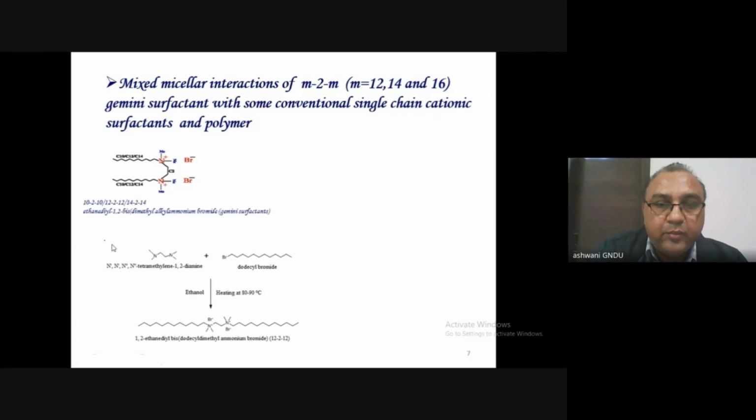Tetraethylene diamine is mixed with the respective alkyl bromide, and it is heated and refluxed in ethanol.